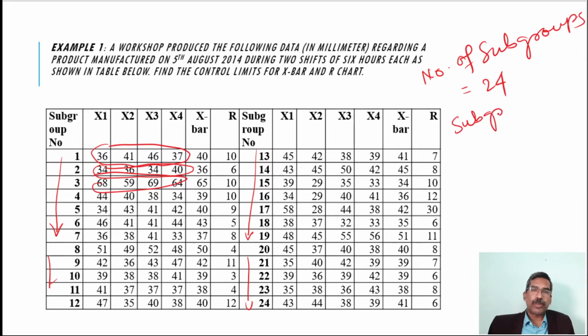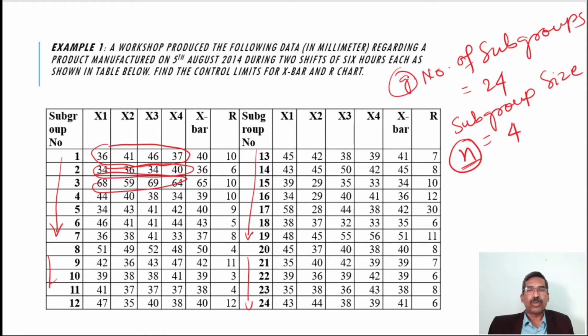So there is a difference between the subgroup size and the number of subgroups. Please don't get confused by these two terminologies. Here n equal to 4, and in this presentation I have used the terminology n for the subgroup size and g for the number of subgroups. So here n equal to 4, g equal to 24.